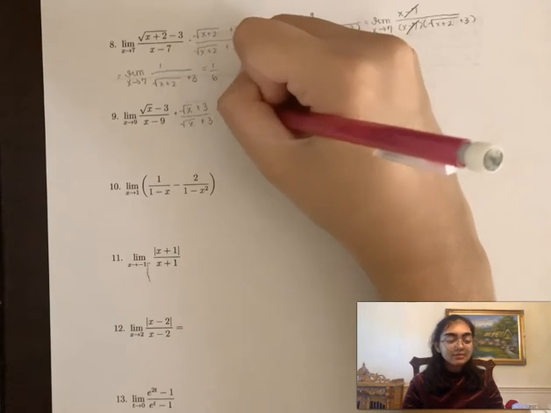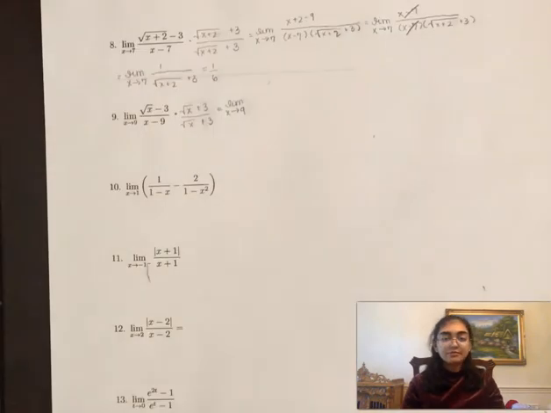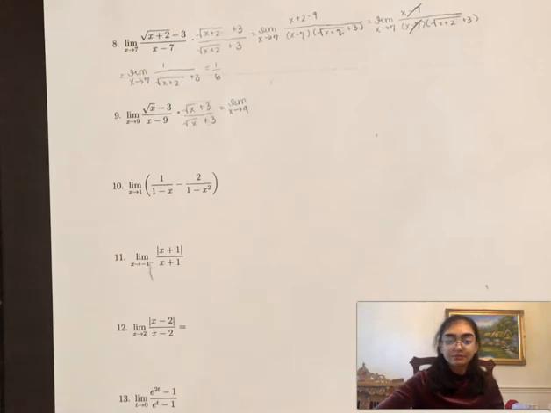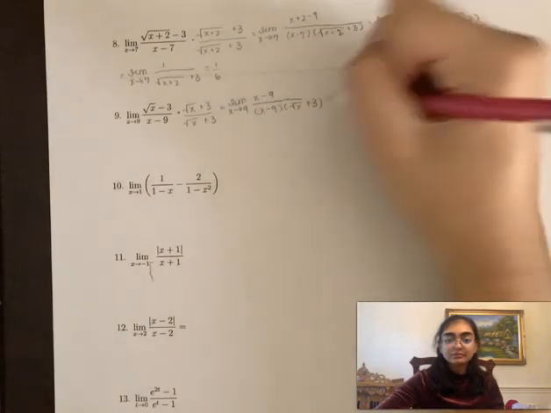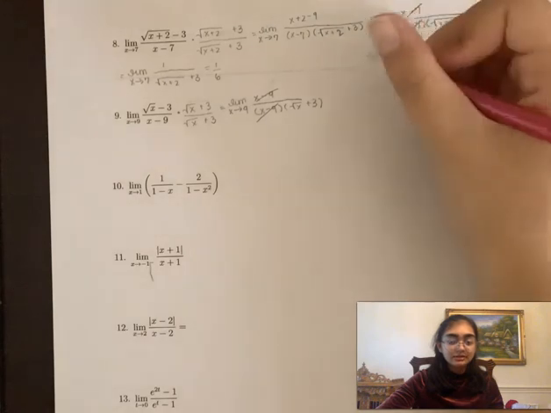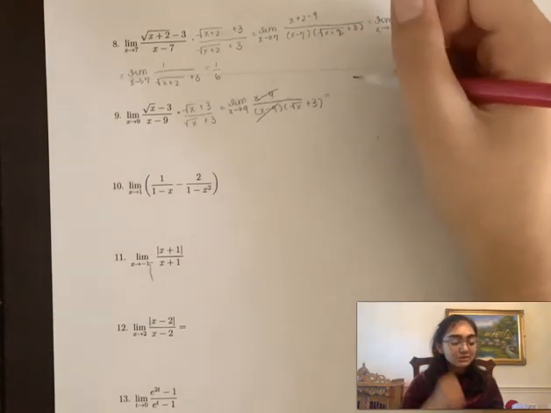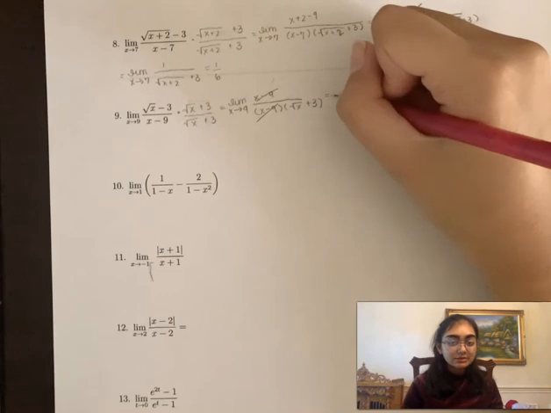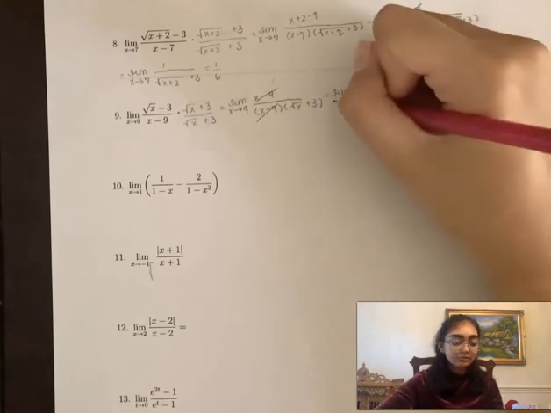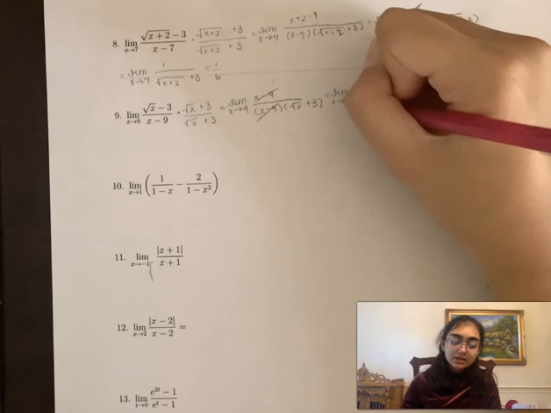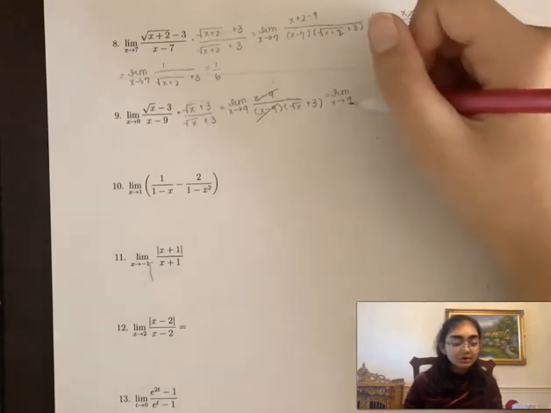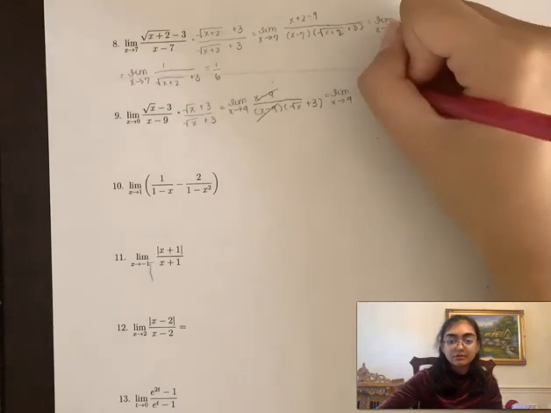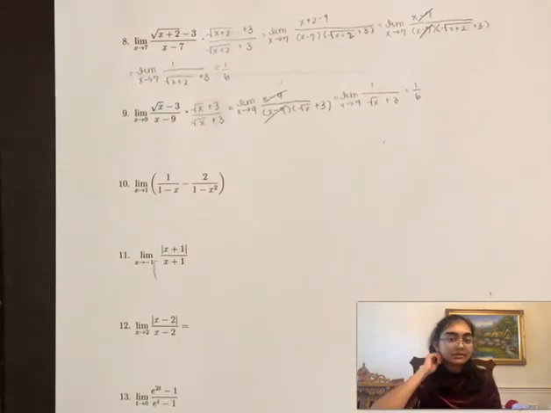But anyway, after we multiply the top by the conjugate, we're going to get x minus 9 over x minus 9 times square root of x plus 3. Keep in mind, in this problem, whenever I'm saying square root of x plus 3, the 3 is not in the square root. So it's going to look something like this. And then we're going to cancel out those x minus 9's, which gives us 1 over square root of x plus 3. And if we plug in 9 for our x, we're going to get 1 over square root of 9, which is 3, plus 3. And that's going to equal 1 over 6.